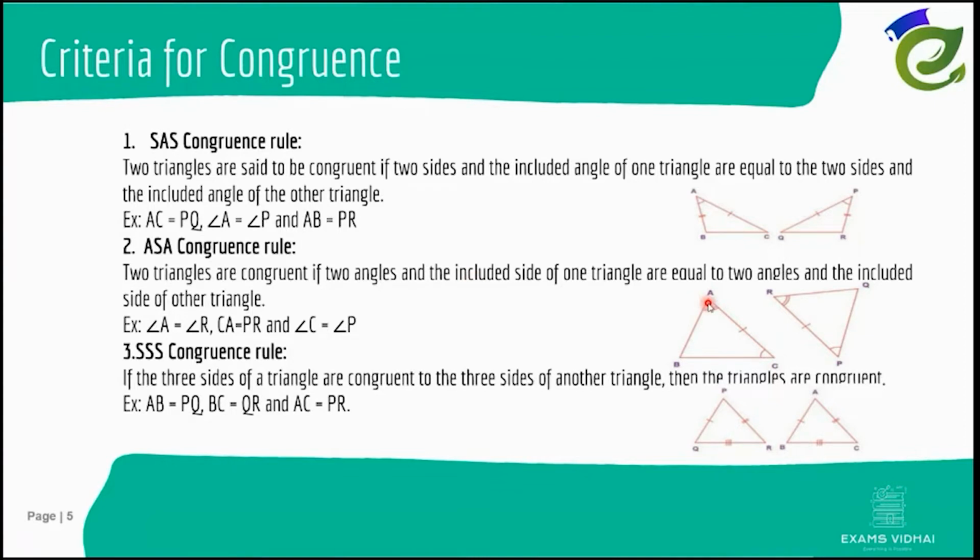Next, for ASA congruence, if two angles and the side included between them are same for two triangles, then they'll be congruent. Like over here in these two triangles, angle A is equal to angle R and angle C equal to angle P, and the included side is AC and PR over here. The next one is SSS. This is very simple. If all the three sides of one triangle are equal to all the three sides of other triangle, then they'll be congruent.